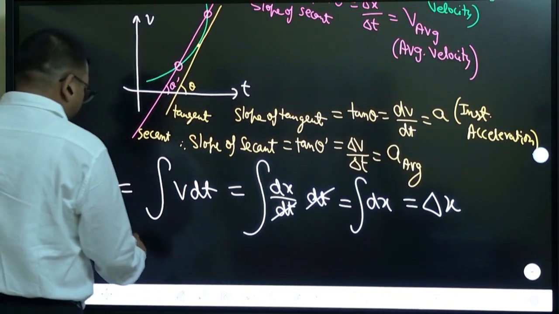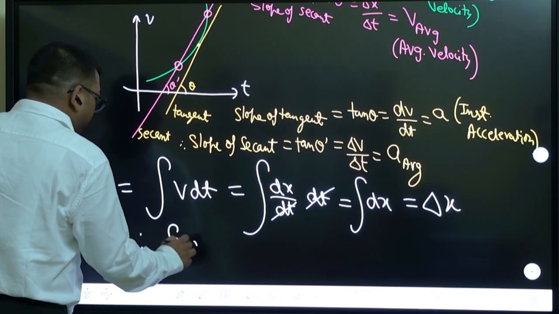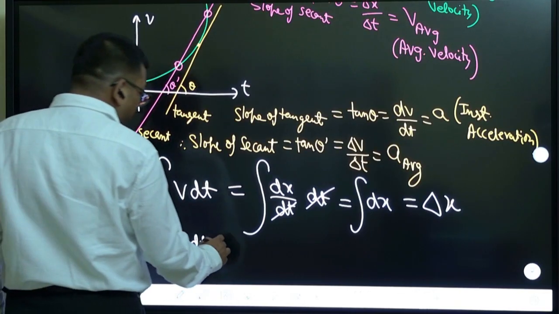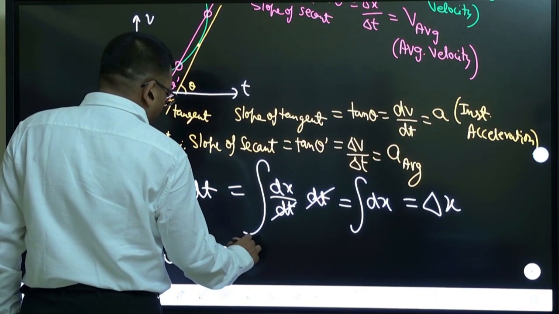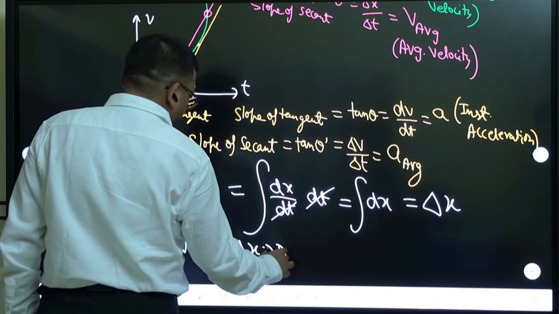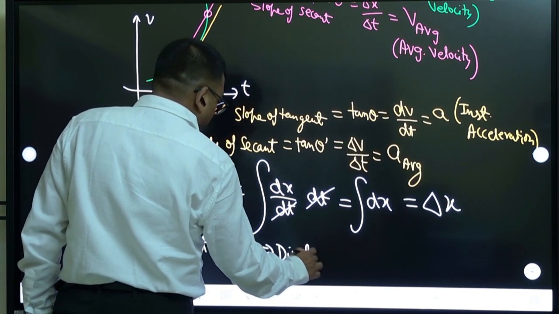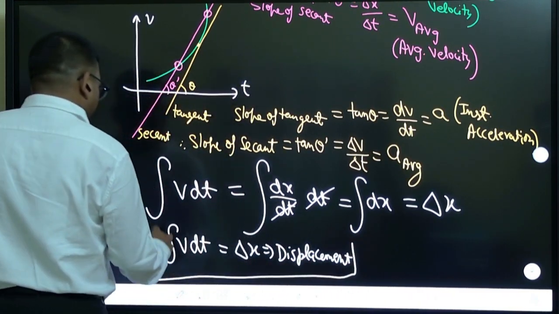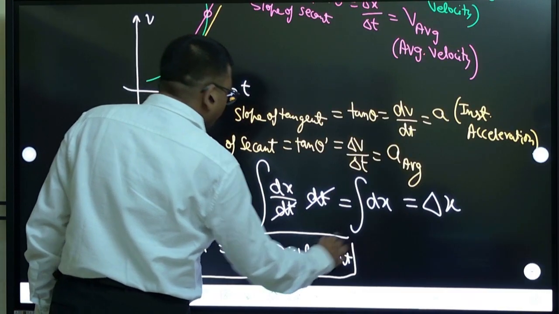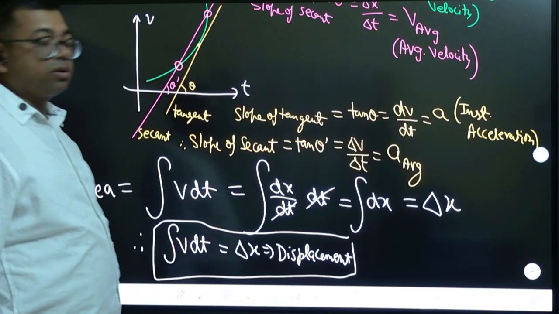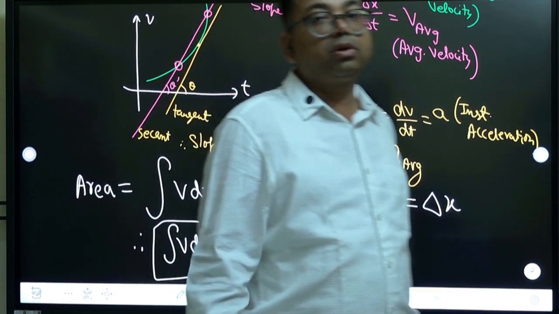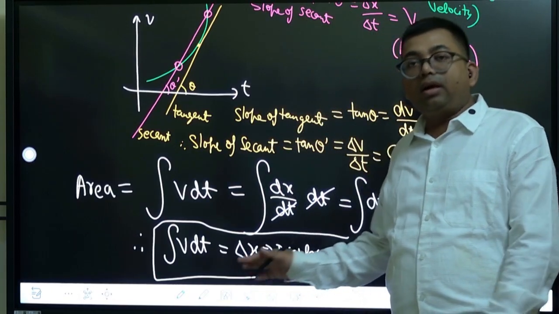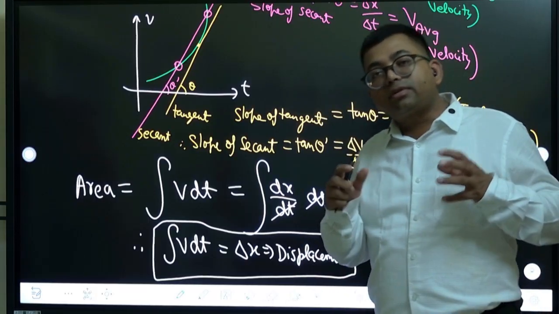Remember, integration of v dt, of course between limits, time limit, will give us delta x, which is called displacement. Displacement. Okay, this we need to remember. So now you see the area under a graph has importance according to the different types of graph. This is a velocity time graph. So in a velocity time graph, the area gives displacement.